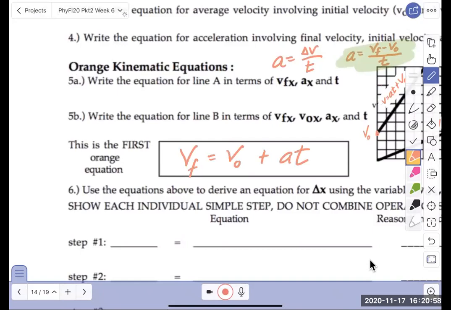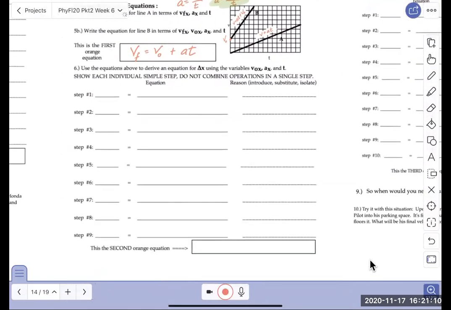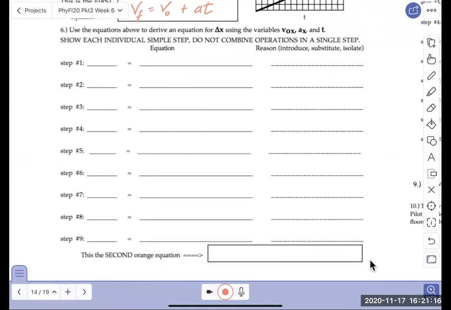Okay, that's the first orange equation, and I hold it up to the class and say, okay, I'm going to hang this in the ceiling. It'll be in our equation sheets. Now, the rest of this time, we won't be in a whole hour. We'll be out of here before then. The rest of this time, we're going to derive the second orange equation.